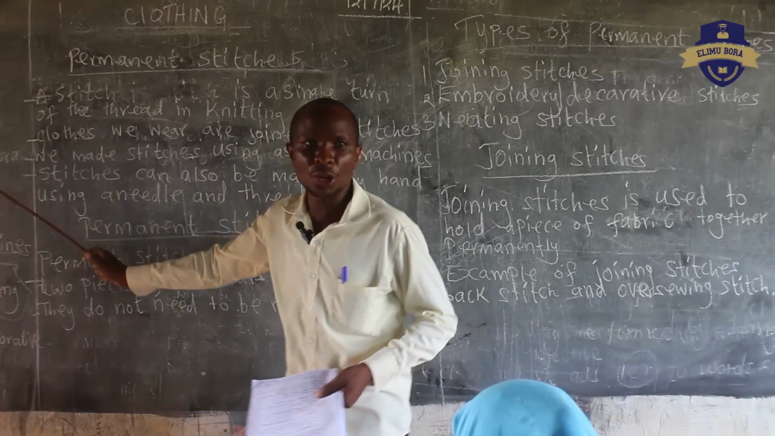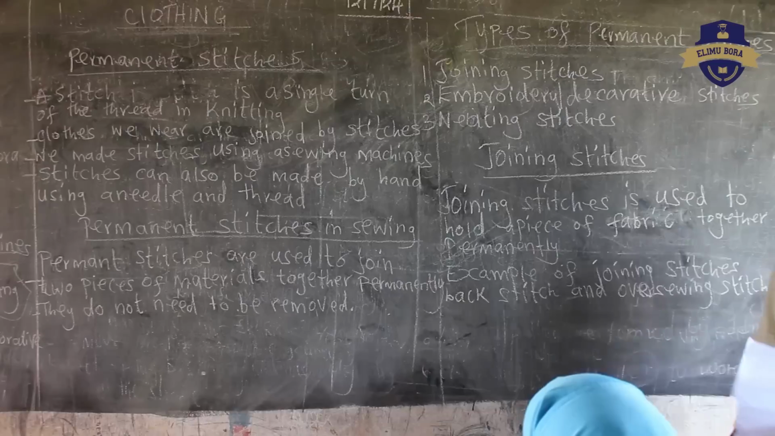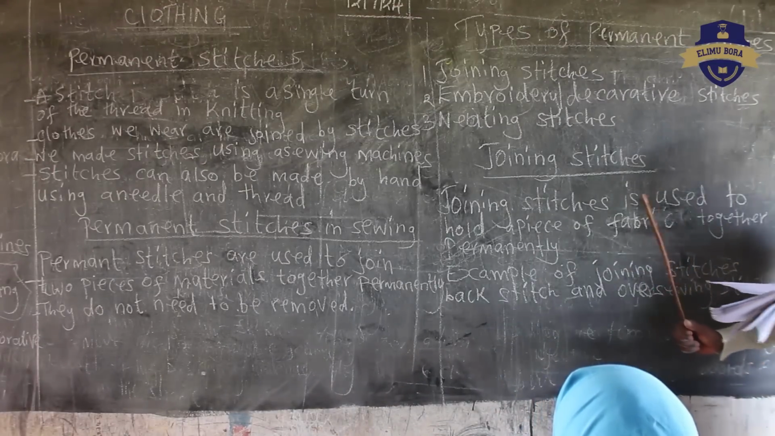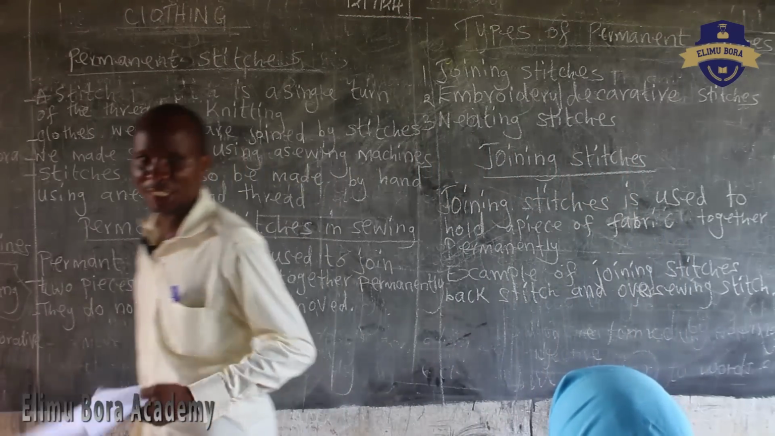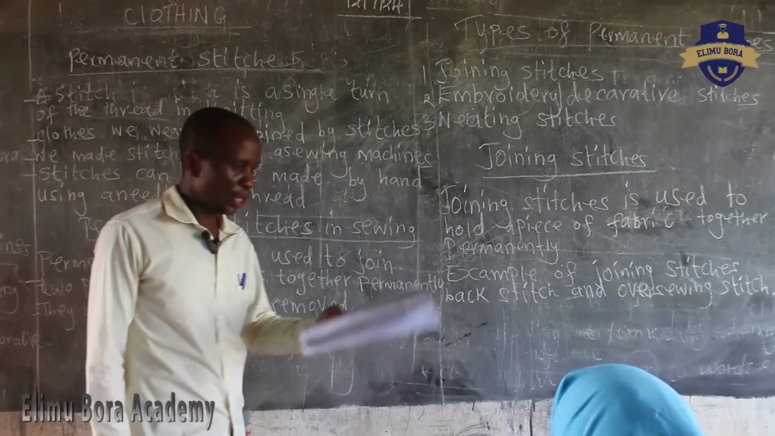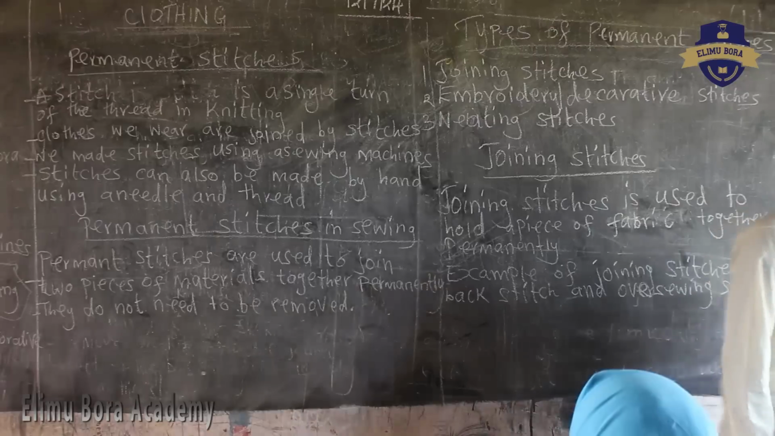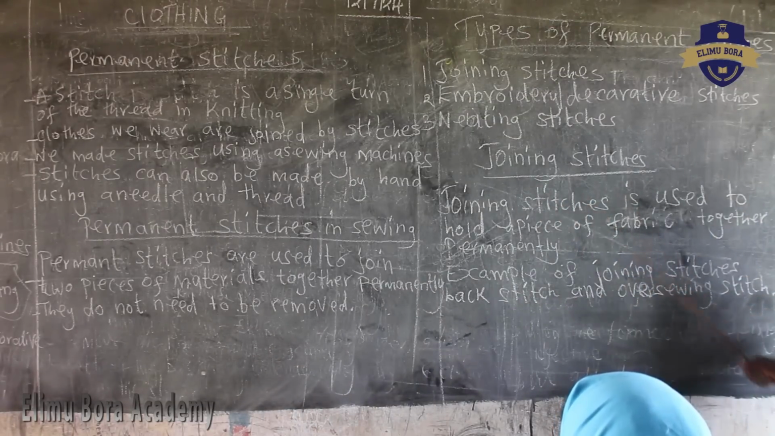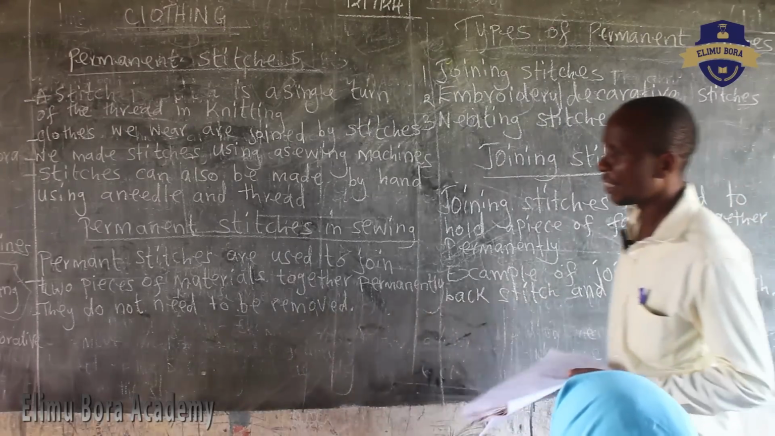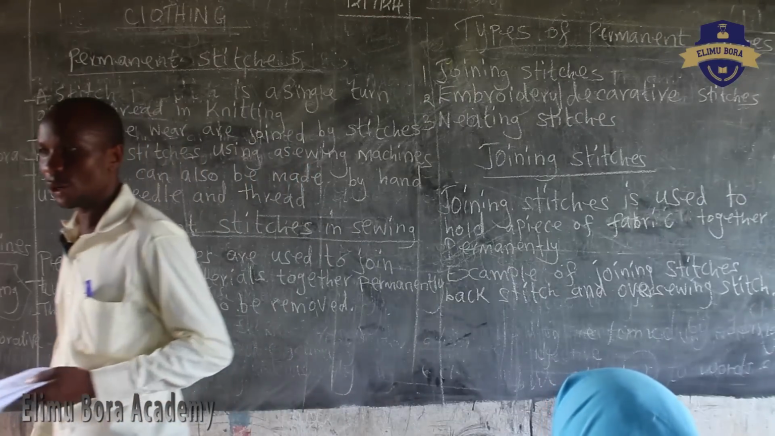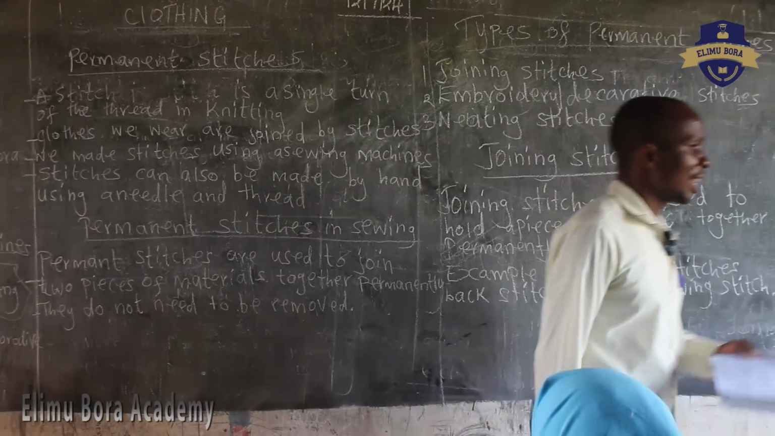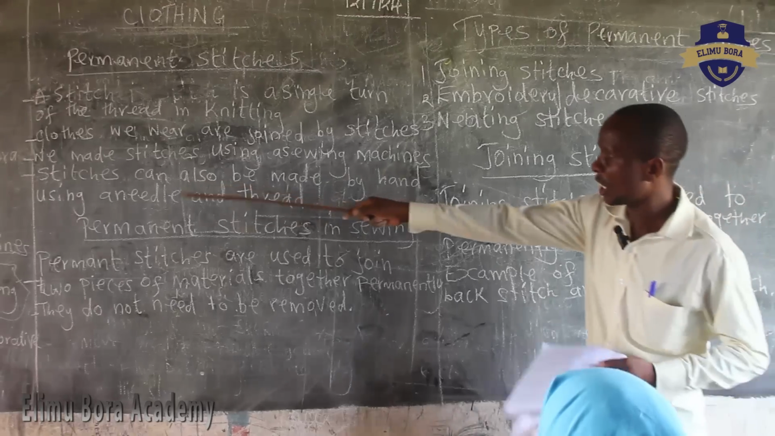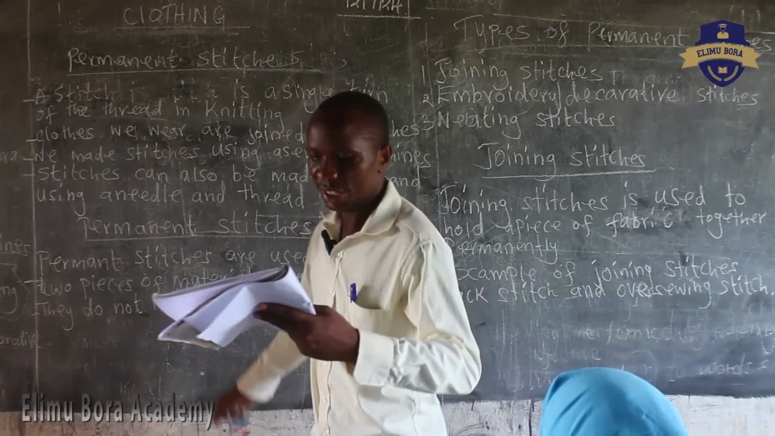Then another type is embroidery stitch, or what we call decorative stitch. They are mainly used to make decorative designs on garments or material.